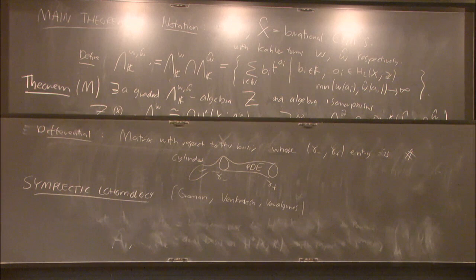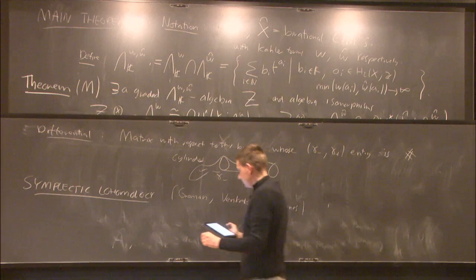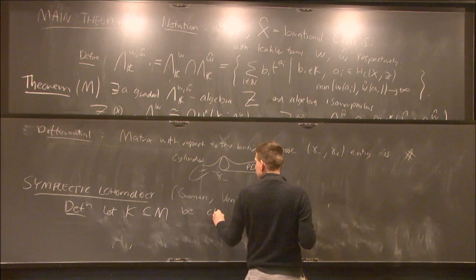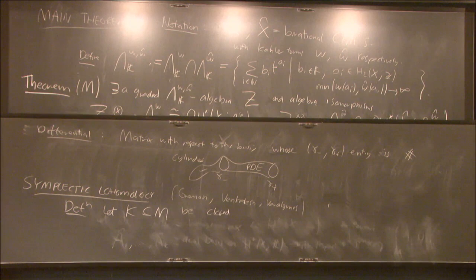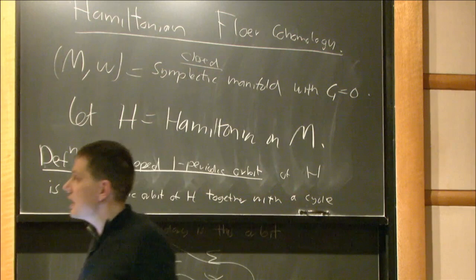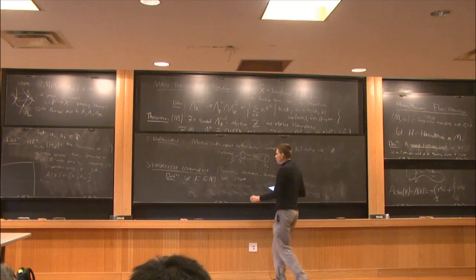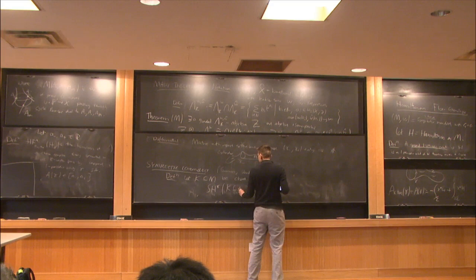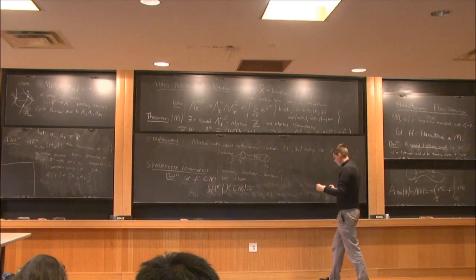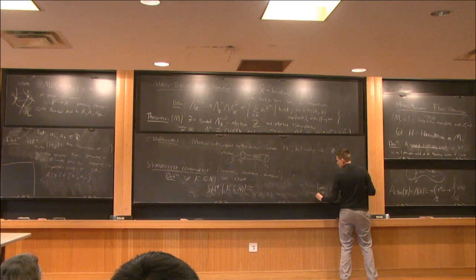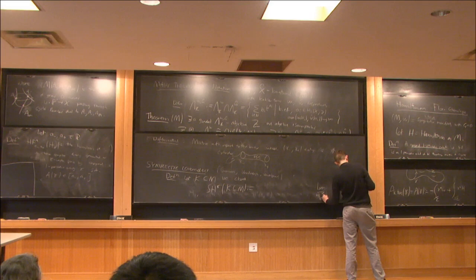So what is this group? We have a definition. Let K inside our symplectic manifold M be compact, be closed. I'm going to assume M is a closed symplectic manifold. So I have a closed subset of M. And then I define symplectic cohomology as follows. Symplectic cohomology of K inside M is defined as follows. So I'm going to start over here. I take a direct limit over all Hamiltonians H such that H restricted to K is strictly negative.